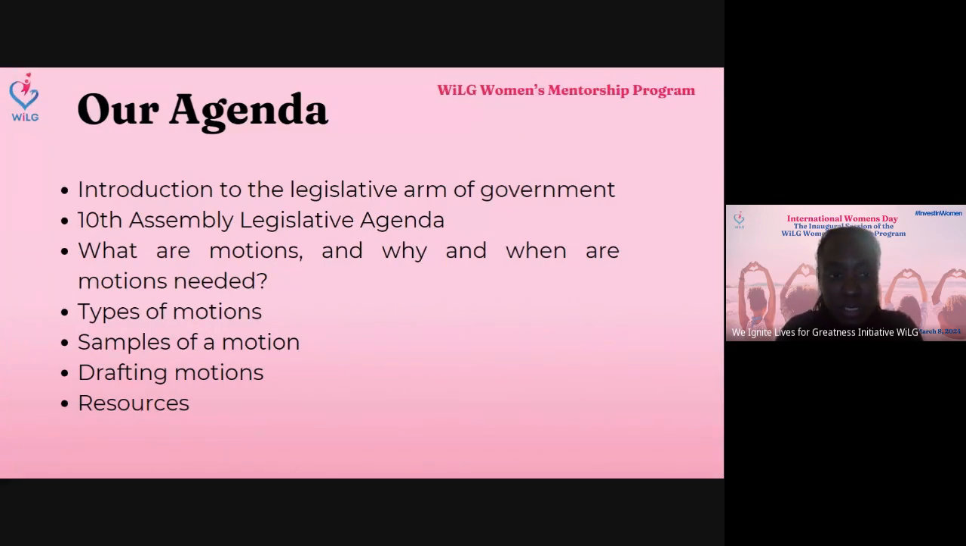I would speak a little bit about the 10th Assembly and their legislative agenda with a focus on the House of Representatives. And after that, we will talk about what motions are, why we need motions, and we'll identify some of the types of motions that legislatures use. And we'll look at some sample motions, and then we will try to draft the motion today. And then I would share some resources with you. Resources will span on where you can get information about the legislature and opportunities that you can explore in order to build your capacity in this space.